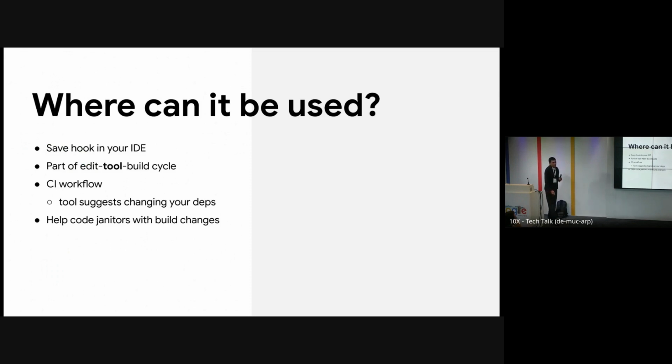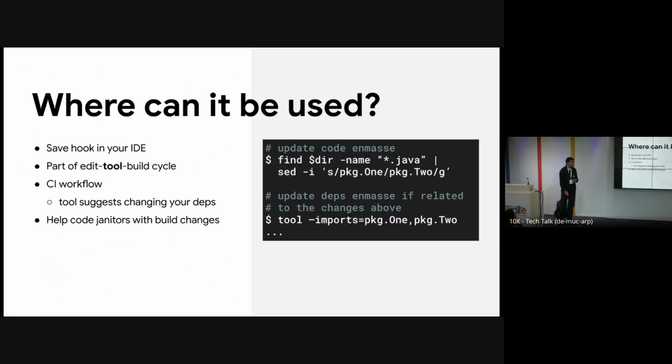So where can it be used? You can use it as a save hook in your IDE. Every time you save your CC file, transparently this tool runs and takes care of your dependencies for you. Or if you're the Vi or Emacs person, you do your thing and then run the tool before you do a Bazel build. Or it can be part of your CI workflow. You make your code changes, send them to CI, and CI will say, hey, you forgot to add these dependencies. Or, this is a big dependency, please replace it with a small one. And lastly, and more importantly, it can also help code janitors with their build changes.